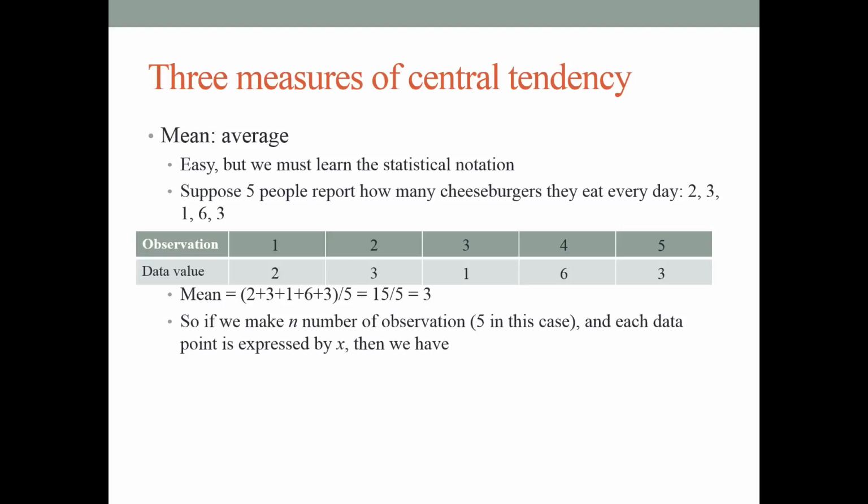Now comes the tricky part. If we make n number of observations, 5 in this case, right? And each data point is expressed by x. Then we have x1, first person, x2, x3, and so on and so forth until xn. In our case, it's only 5, right? So the total will be what? x1 plus x2 plus x3 until xn. Hopefully, so far so good, right?